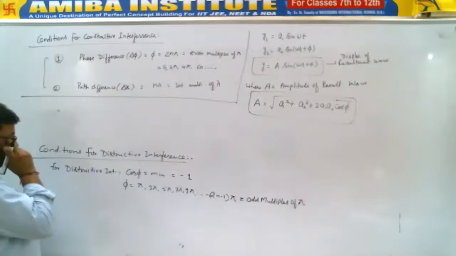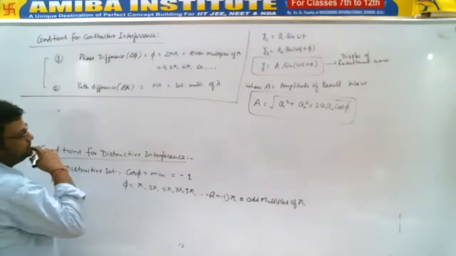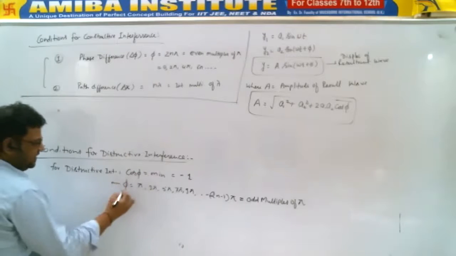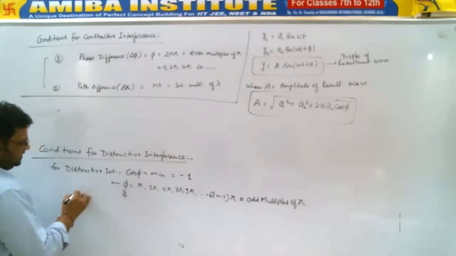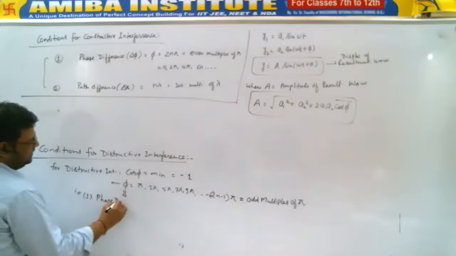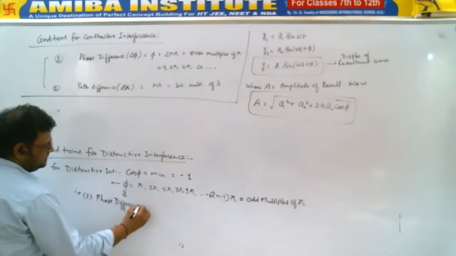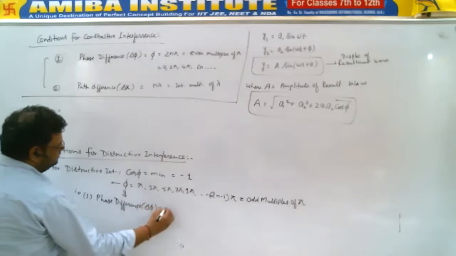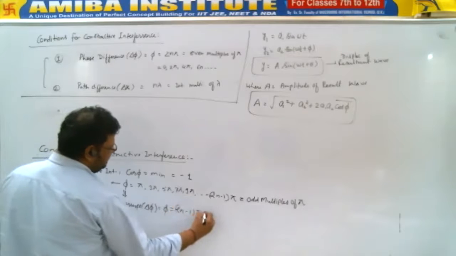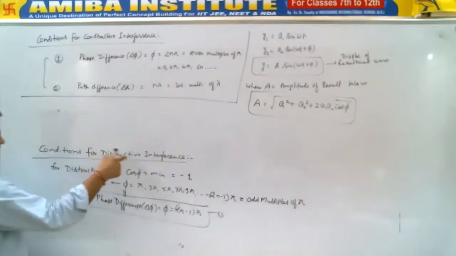All right. So now, this is nothing but the phase difference. Can I write the phase difference? That is the first condition we obtained. Delta phi is equal to 2n minus 1 pi. This is the first condition of destructive interference.